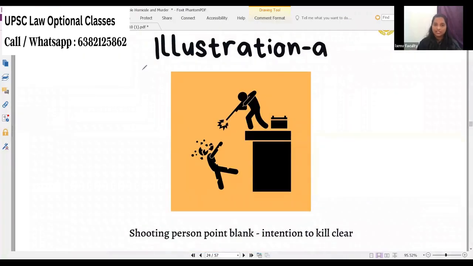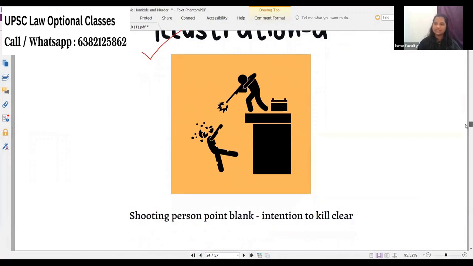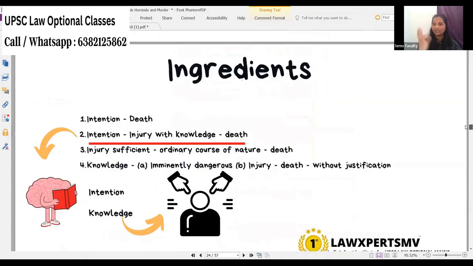We have an illustration too. Illustration A of this is a statutory illustration. If you shoot a person point blank, then you have a clear intention to kill the person and you fall under clause 1 of murder. So what is point blank? You shoot the head of the person. By this injury itself, it's very clear that you want to kill the person.